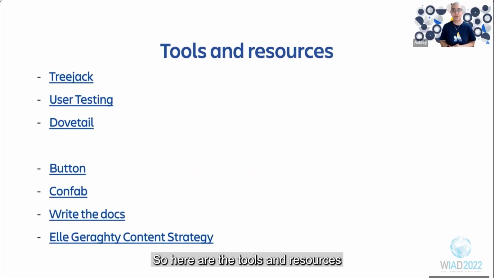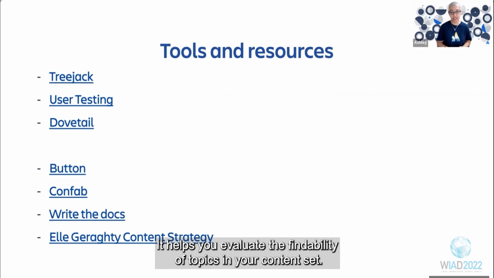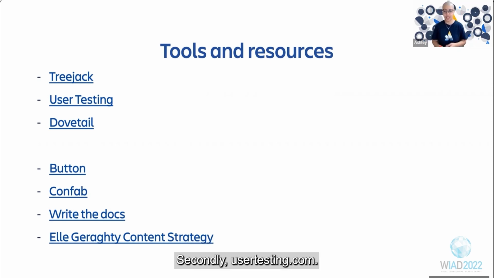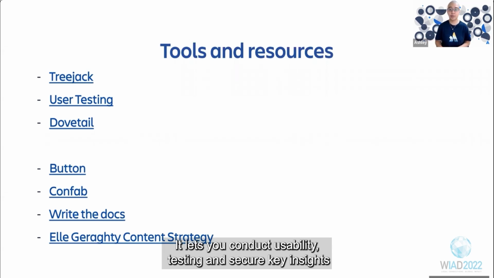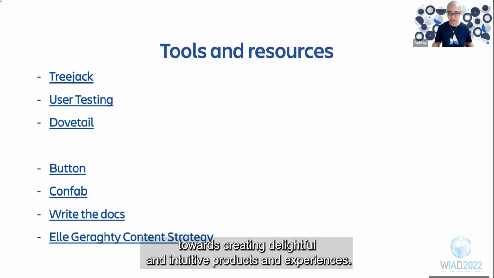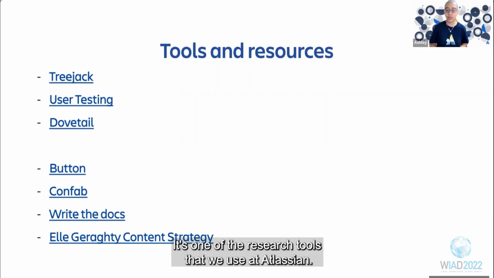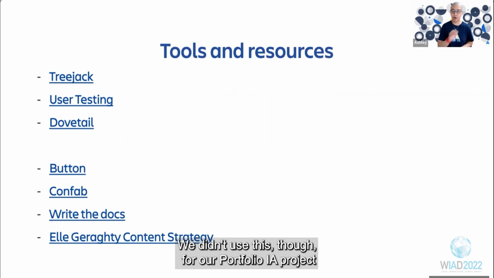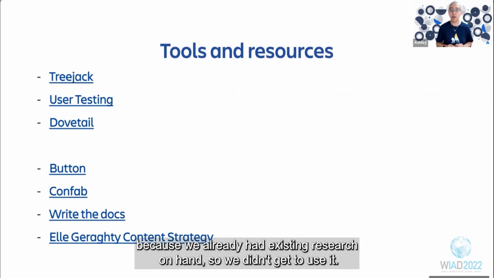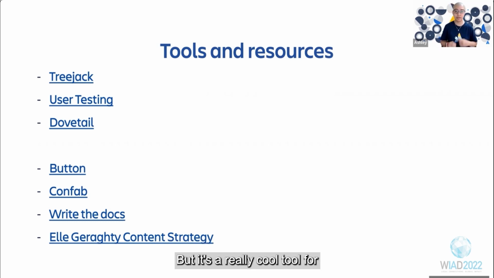So here are the tools and resources that helped us get this done. TreeJack, obviously. It helps you evaluate the findability of topics in your content set. Secondly, usertesting.com. It lets you conduct usability testing and secure key insights towards creating delightful and intuitive products and experiences. Dovetail. It's one of the research tools that we use at Atlassian. We didn't use this though for our portfolio IA project because we already had existing research on hand. So we didn't get to use it, but it's a really cool tool for research completeness.